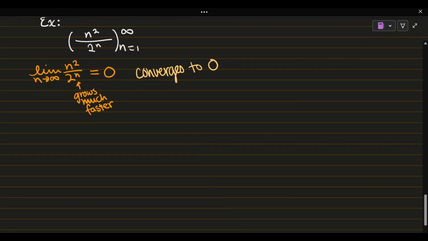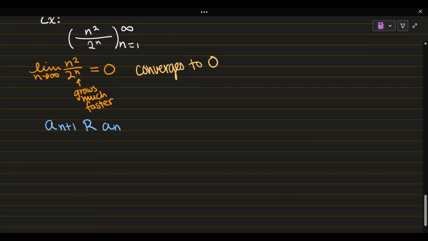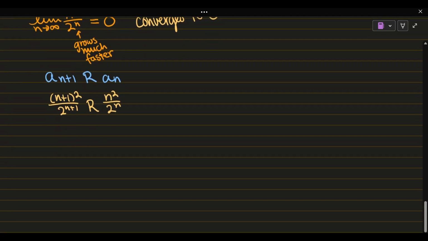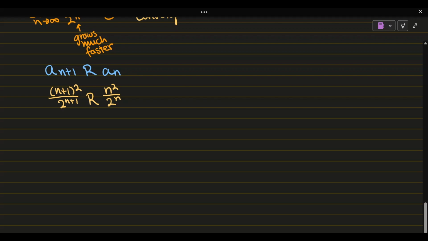The next thing we need to do is figure out how the terms are related. So again, I'll use my trick of the placeholder r. So a_{n+1} r a_n, so it's related in some way to a_n. Let's go ahead and plug in definitions here. So (n plus 1) squared over 2 to the n plus 1 is somehow related to n squared over 2 to the n. What I'll do is I'll multiply both sides by 2 to the n and 2 to the n plus 1.